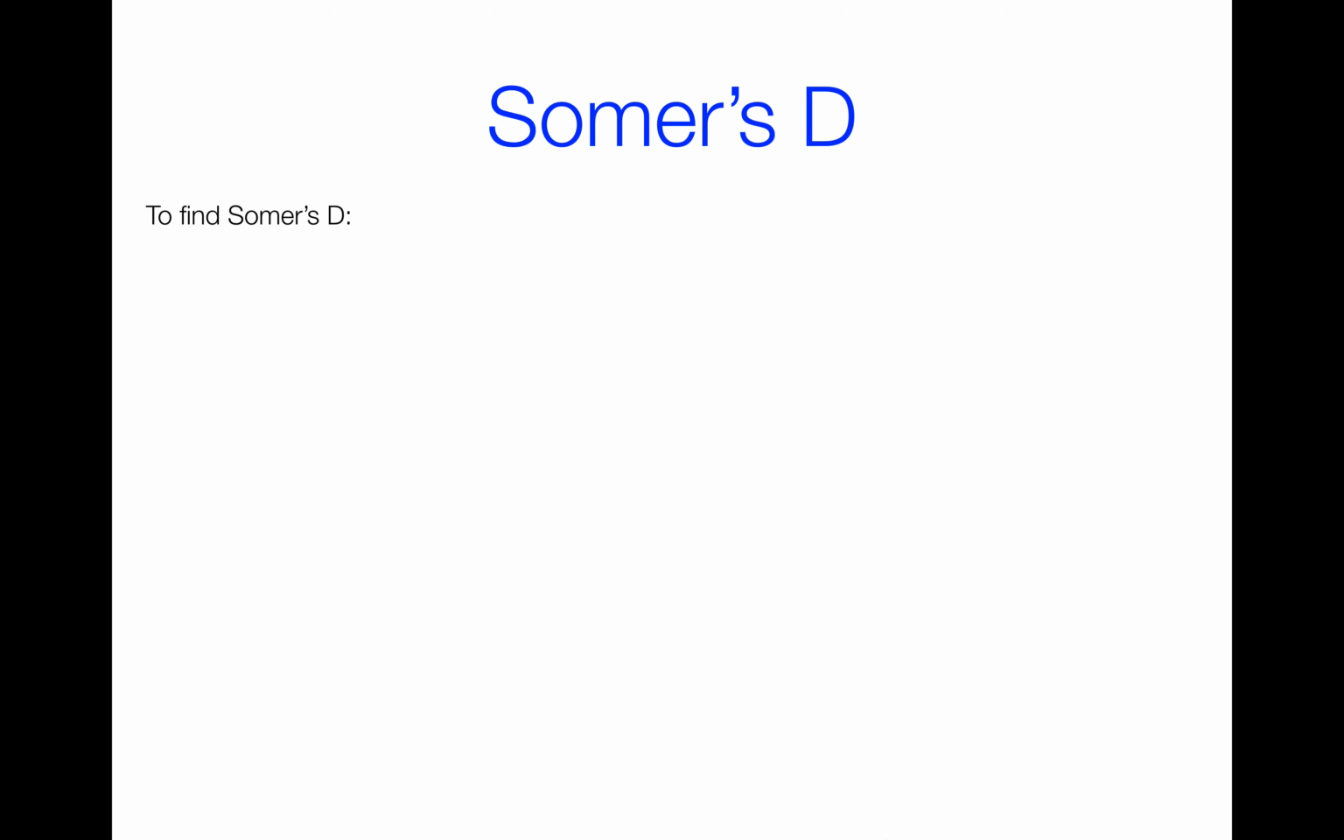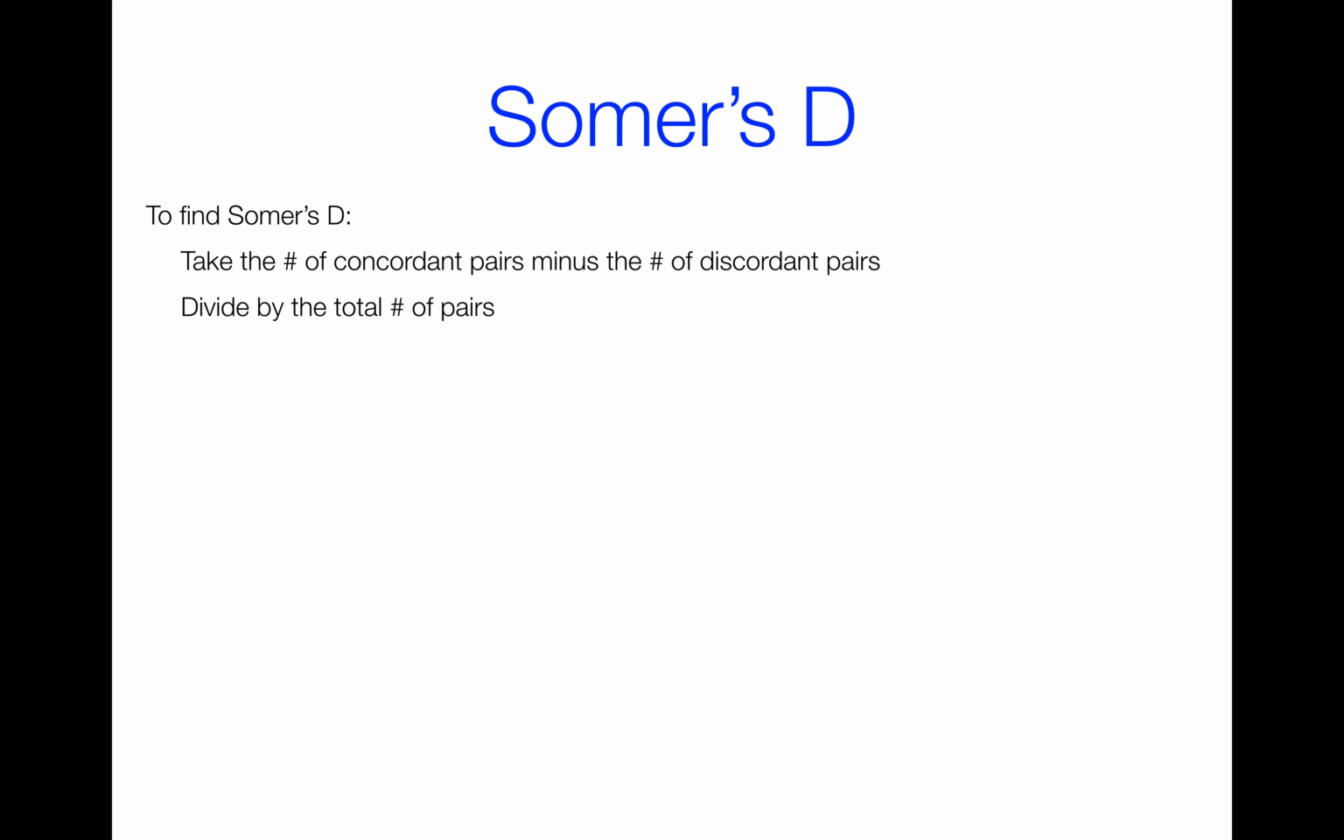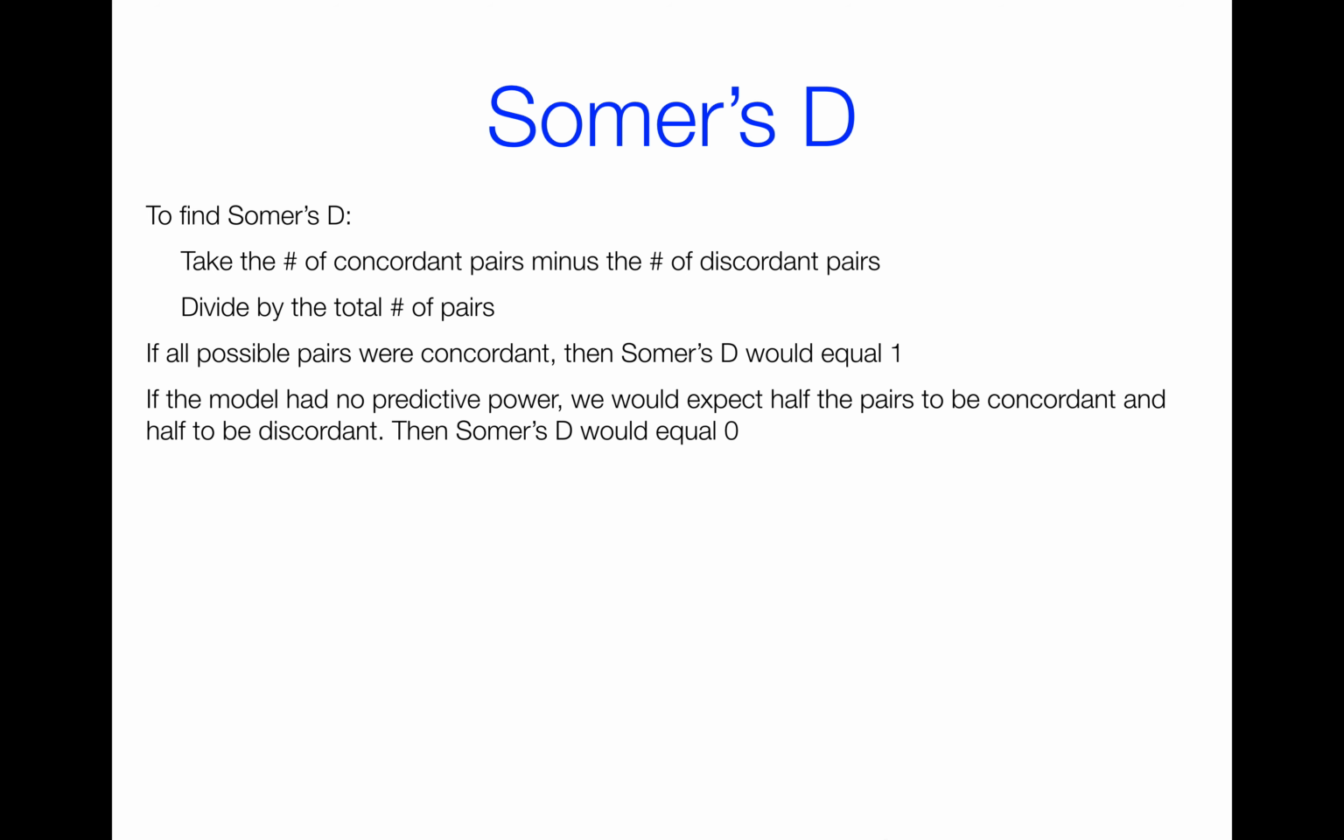So first up, Somers' D. We're going to take the number of concordant pairs minus the number of discordant pairs, then divide by the total number of pairs. If all of the pairs were concordant, then Somers' D would be 1. If the model had no predictive power, then we'd say about half the pairs would be concordant, the other half would be discordant, and then Somers' D would be 0.